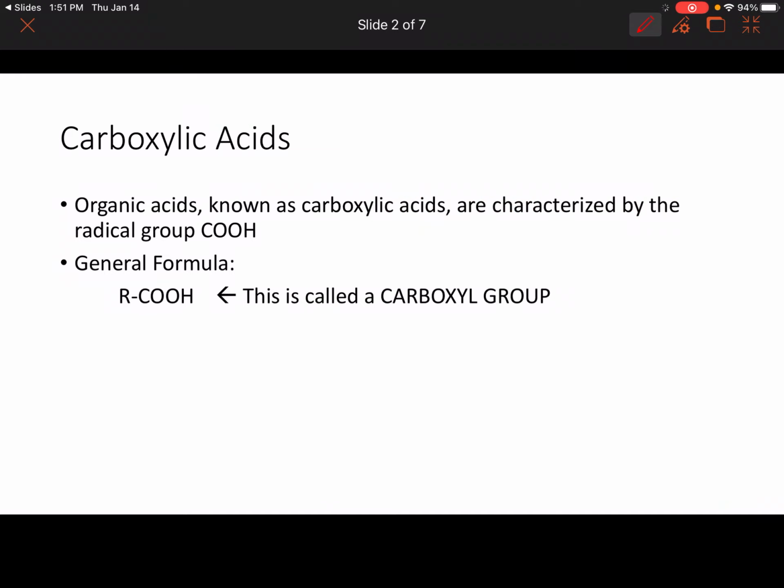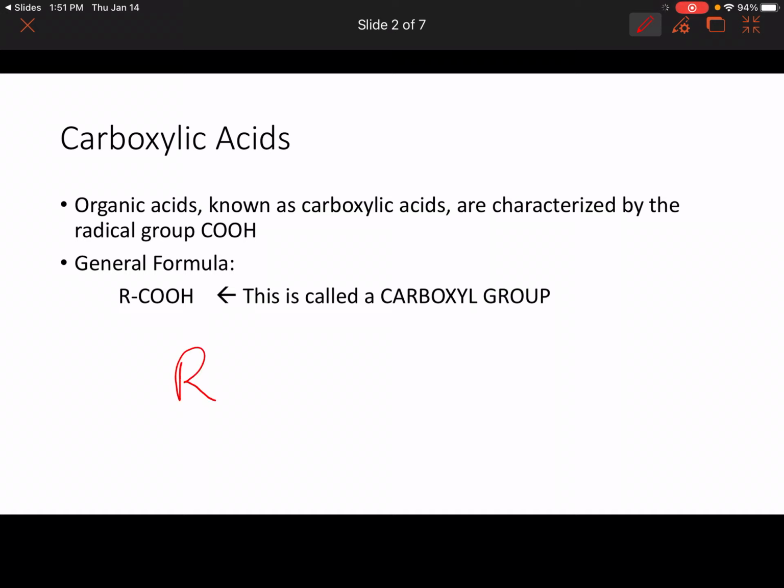Now, carboxylic acids, these are organic acids. We normally think about acids as being able to release an H+ when they dissociate, like hydrochloric acid, which would be HCl. But carboxylic acids are characterized by the radical group COOH. So the general formula is R-COOH. This is called a carboxyl group. R would be the main chain.